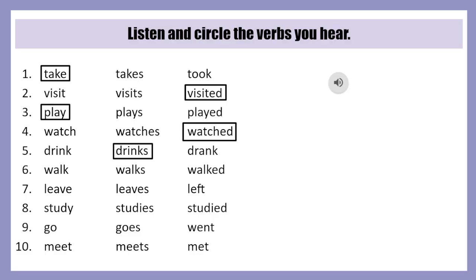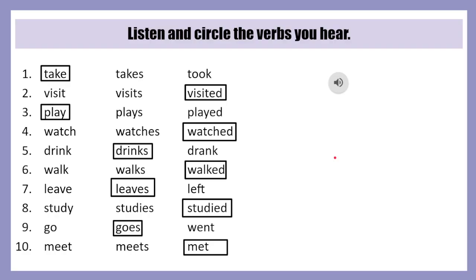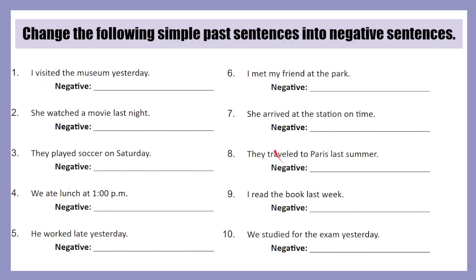Six, I walked to the store last night. Seven, the train leaves at 8 a.m. every day. Eight, they studied for the exam last week. Nine, she goes to the gym after work. Ten, we met our friends at the park yesterday. Good. Okay, now we're going to change these to negative.